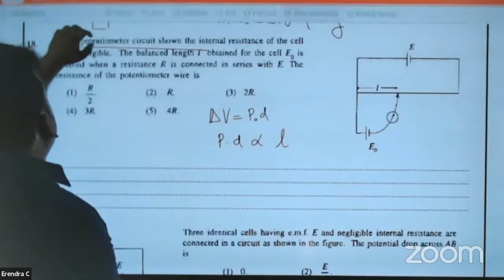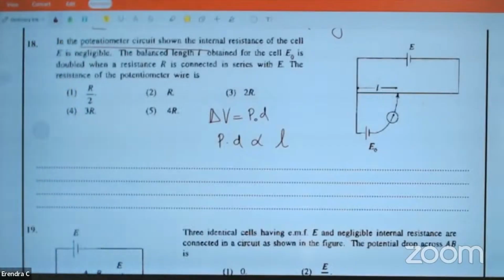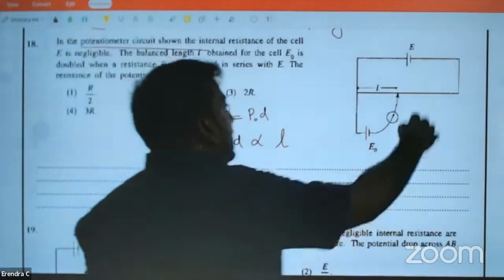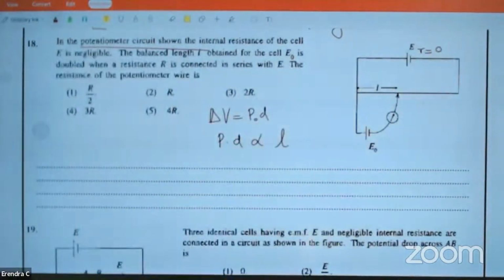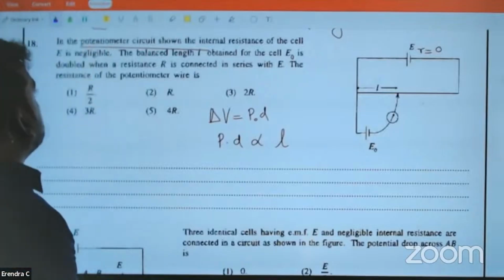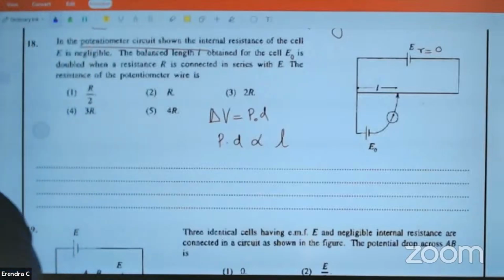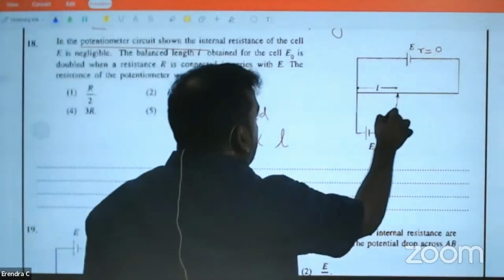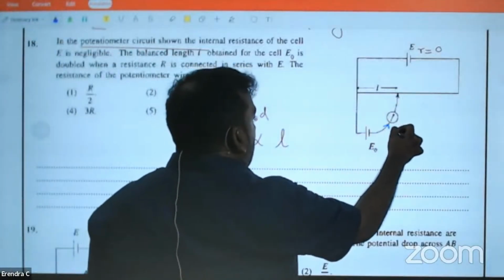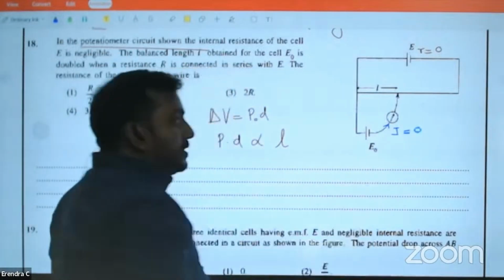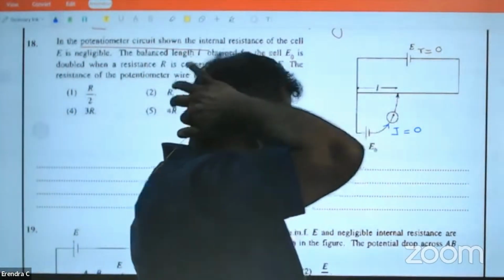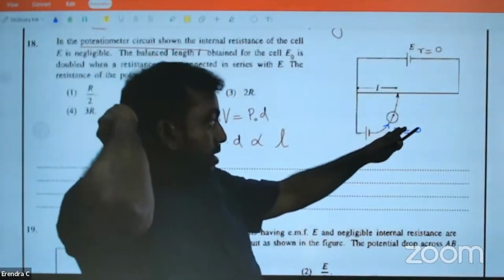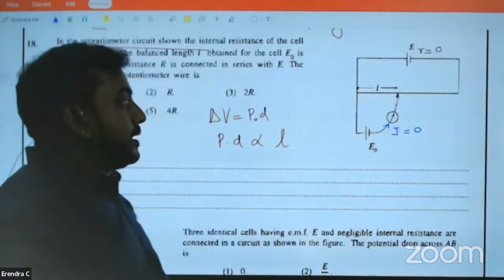In the potentiometer circuit shown, the internal resistance of cell E is negligible. No internal resistance. I'll highlight this with blue. The balance length L is obtained for cell E naught. Now, when the balance length occurs, the current through the galvanometer is going to be 0. So remember this: at the balance point, there is no current passing through the galvanometer.